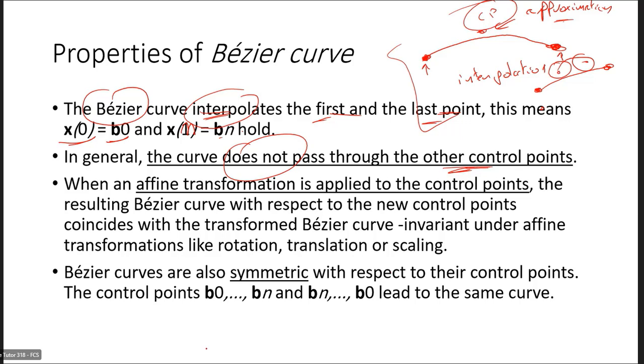So the Bezier curves are also symmetric with respect to their control points. That is, the control points from B0 to Bn, and from Bn to B0, will give the same curve.